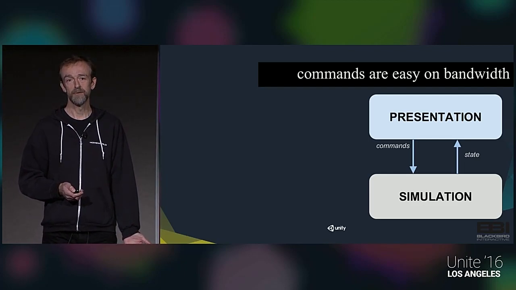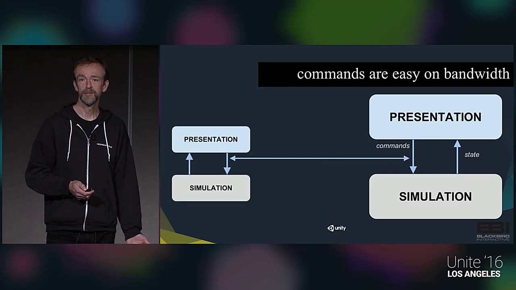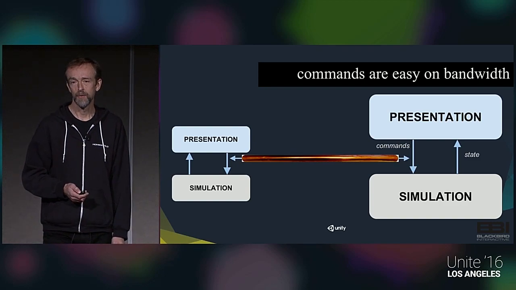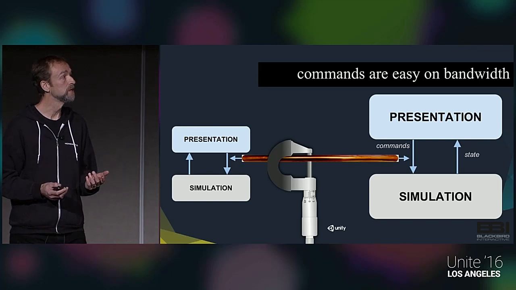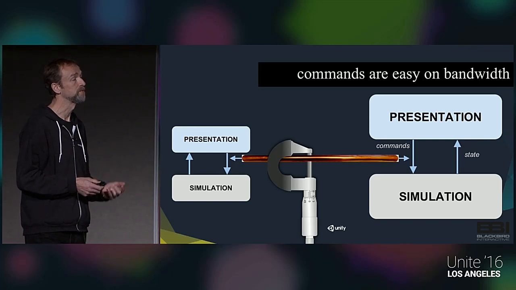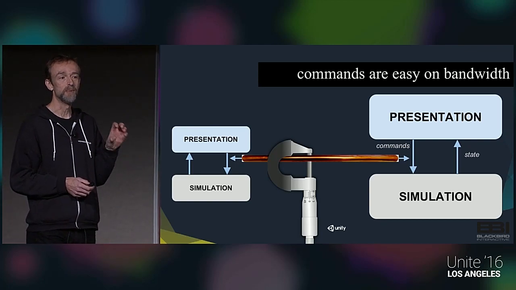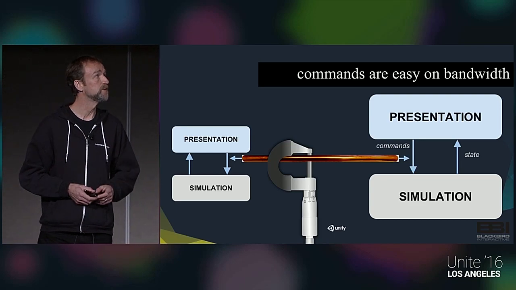And commands are easy on bandwidth. The commands are pretty light. So if we've got two people playing, we can transfer commands over the tubes. They're pretty skinny commands, so we can send a lot of commands very quickly. It's a light piece of data. It's much lighter than the amount of state information we need to pass.